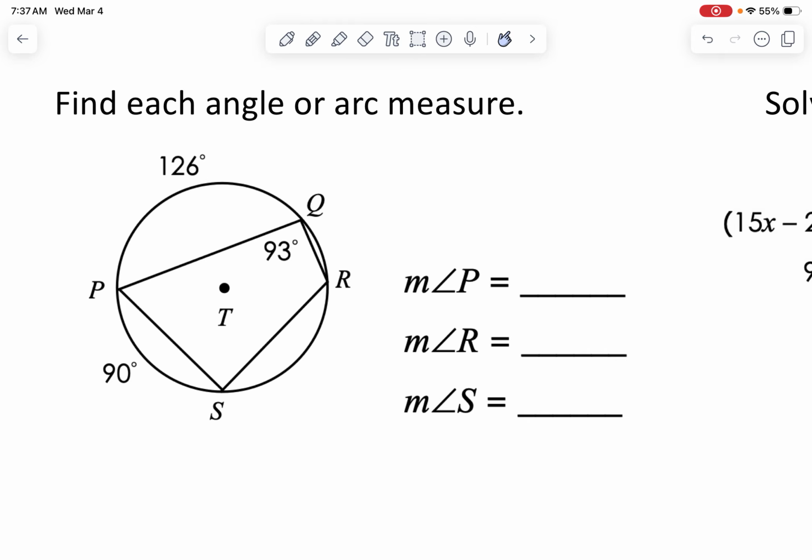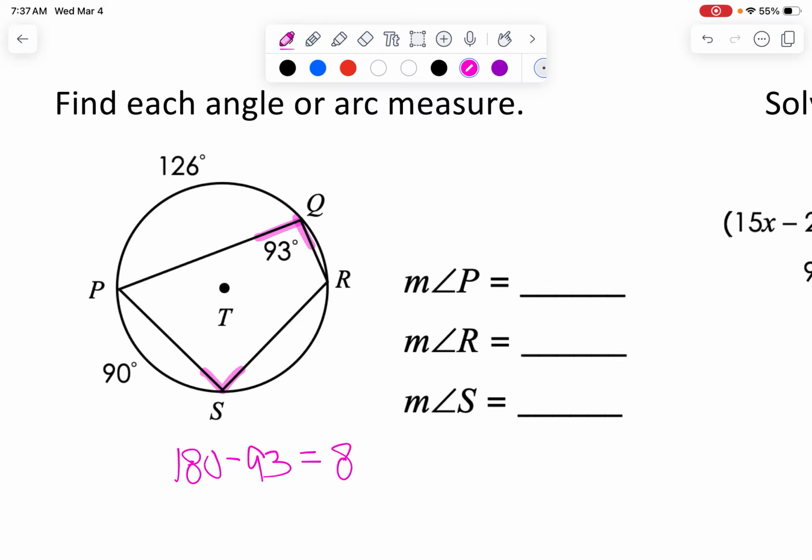Okay, so I know that Q is right here. Its opposite angle should add up to 180. So if I go 180 minus 93, I get 87. So this is 87 degrees. Well, we got that one already.